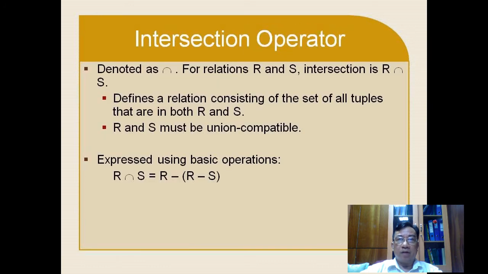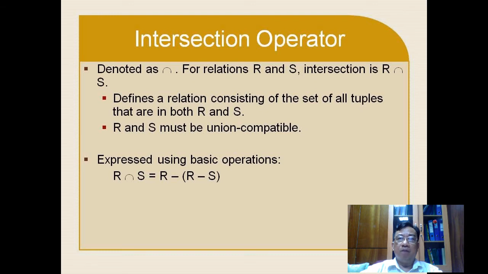Now I go to intersection operator, denoted as intersection. And you see here it defines a relation consisting of the set of all tuples that are both in R and S. And you can use the set difference to extract the intersection. You have the formula R intersection S is equal to R set difference (R set difference S).